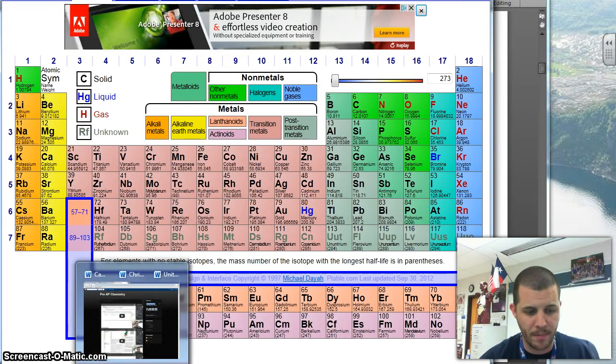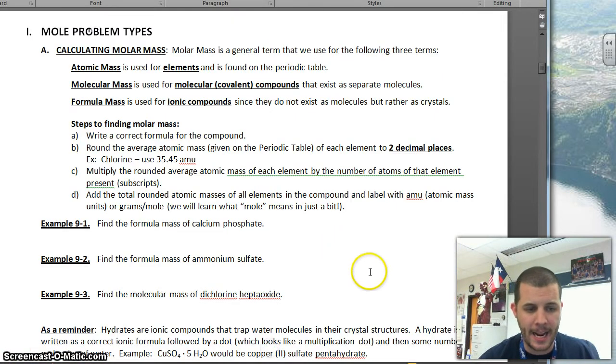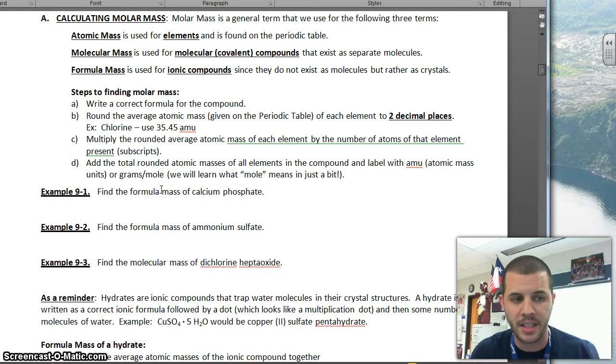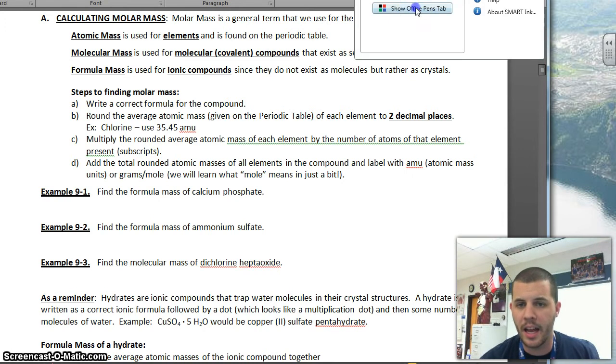So let's get back to our examples here. It wants us to find the formula mass of calcium phosphate. Now, the reason why it says the formula mass is because calcium phosphate is an ionic compound, so it isn't a molecule, so we wouldn't call it the molecular mass. It's not an atom, so we wouldn't call it an atomic mass. We're going to call it formula mass, okay? Or I could just use the broad heading of molar mass.